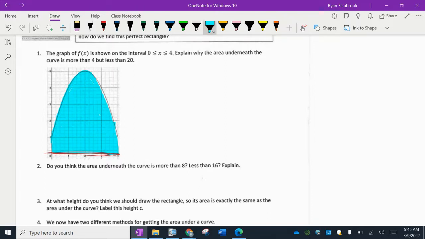Let's make it a quick 5-second or 10-second. Turn to your friend. What height did you choose so that the area of your rectangle is equal to the area of that?